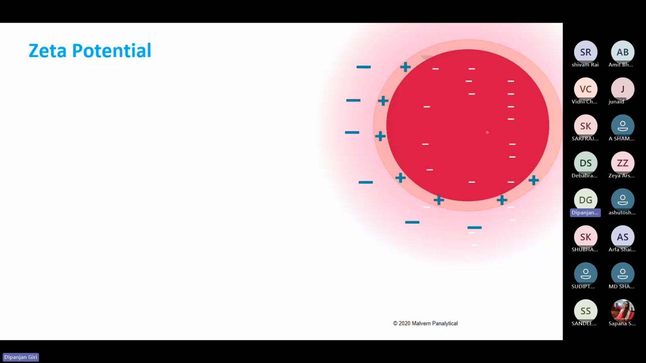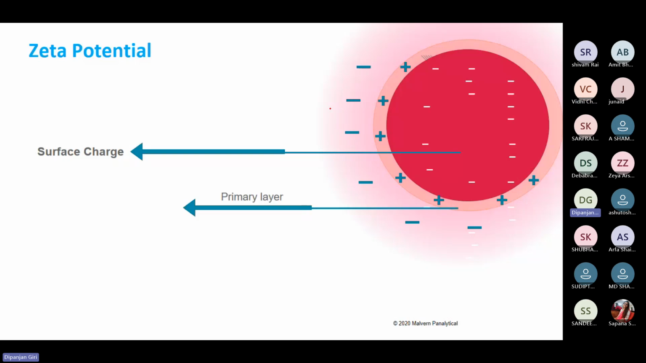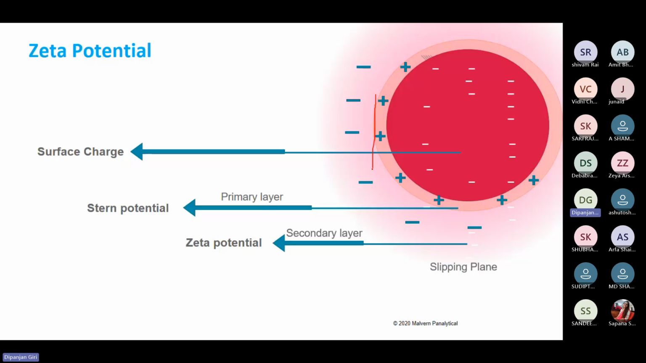So we know what the electrical double layer is. If any particle is charged and you add additional charges, or if any charged ions are present in the system, they will make another additional layer on top of the charged one, and it will form the electrical double layer. So this is the surface charge. This is the primary one, which is known as the Stern potential here.